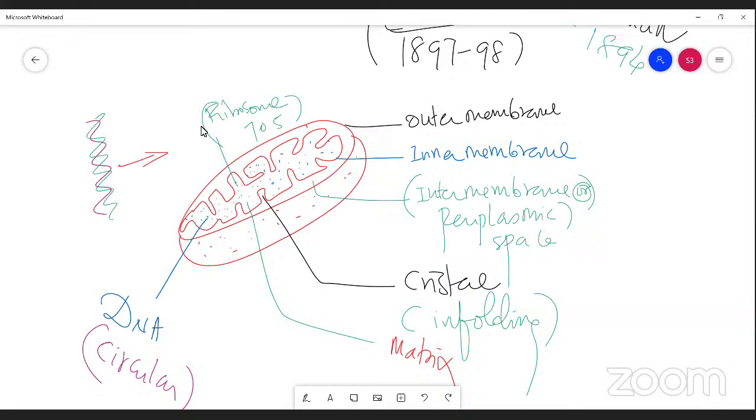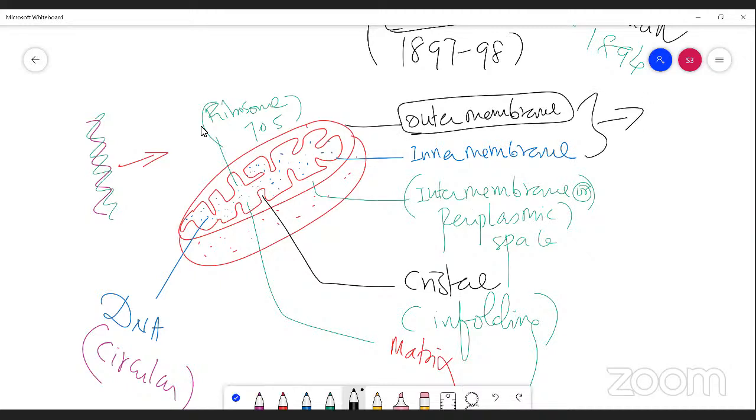Could you tell me? Is the outer membrane rough or smooth in nature? The outer membrane is very smooth in nature. The inner membrane gives rise to projections or infolding-like structures, that is called the cristae. Both are similar in meaning. Sometimes it may be called a crista, sometimes cristae.